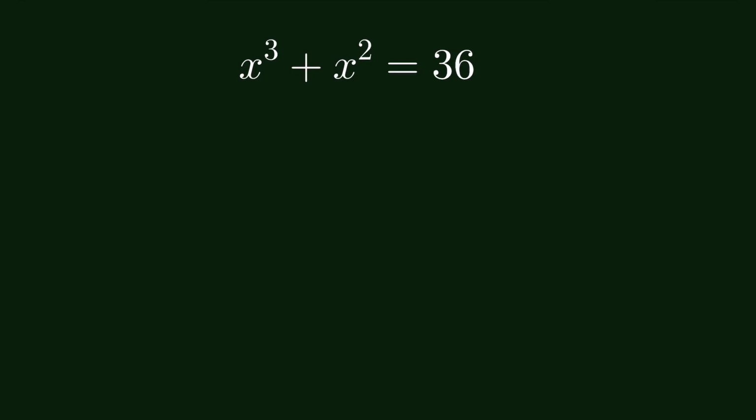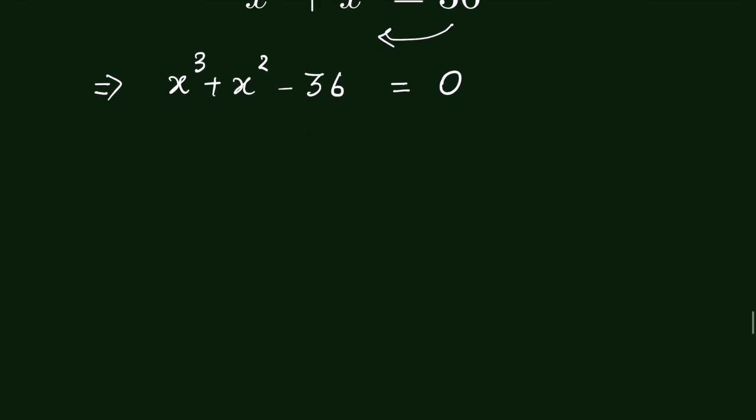x cube plus x square is equal to 36. We have to find the value of x. So let's try. x cube plus x square, we can send 36 to the left hand side. So it is minus 36 is equal to 0.